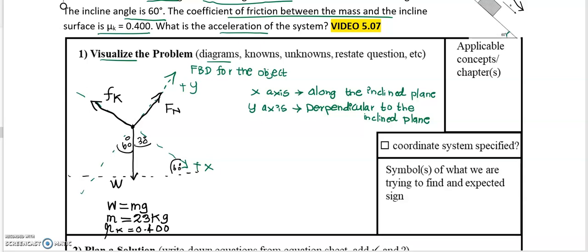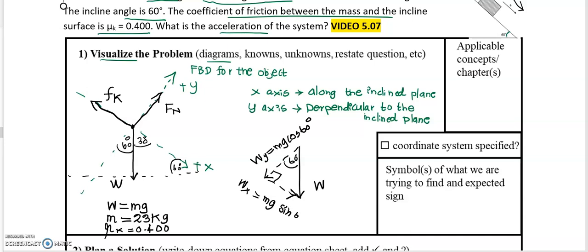And now I'm going to resolve the weight into two components, one along the x-axis and the other along the y-axis. So you need to know how to draw the vector triangle. This is a right triangle, as you can see. The y component of the weight is parallel to the y-axis, and that angle is 60 degrees. And from trigonometry, the y component is equal to mg cosine 60, and the x component is mg sine 60.